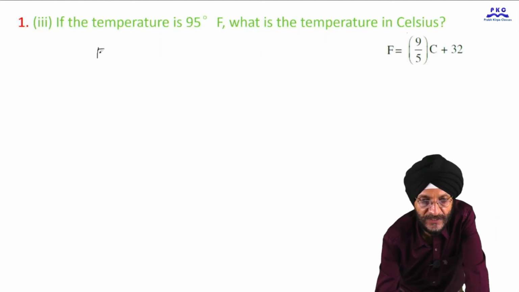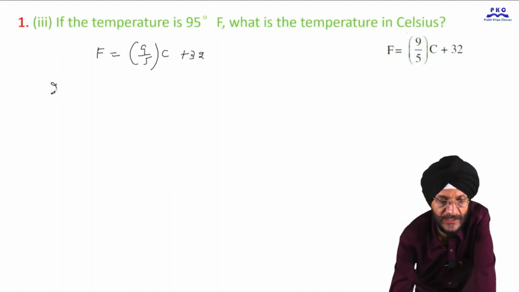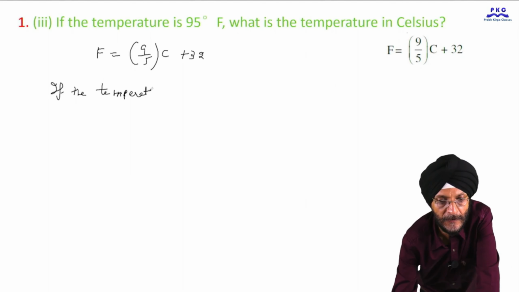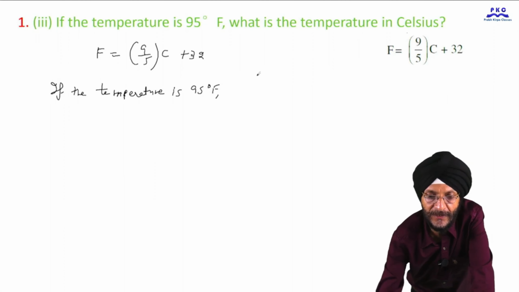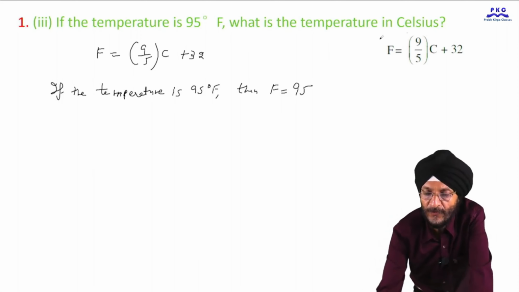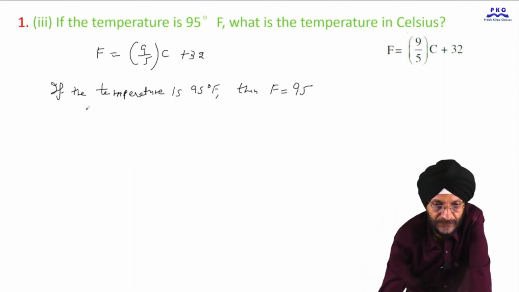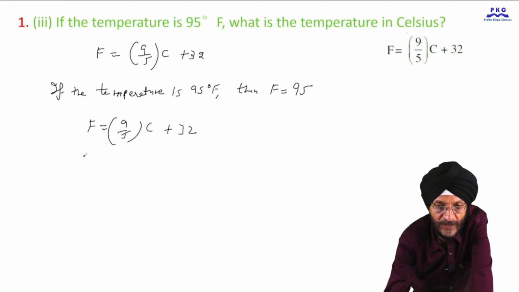Now the equation given is F is equal to 9 over 5 C plus 32. What is given? If the temperature is 95 degree Fahrenheit, then F is equal to 95. What is the temperature in Celsius? That is, we will have to find the value of C. So we will rewrite this equation here, and we will now fill the value of F.